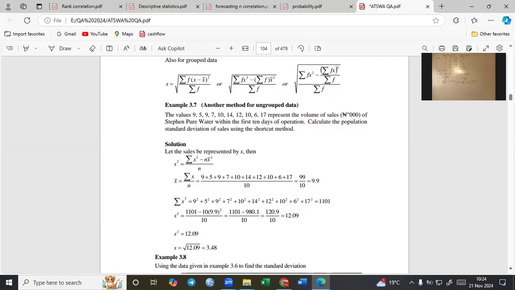Or summation of f x squared minus summation of f x, everything squared, over summation of f. Then everything will divide by what? Summation of f. But I prefer the other one. We have done it above. I prefer those ones above. We did it on the board. So these ones just complicate things.